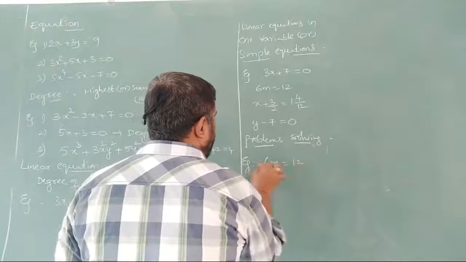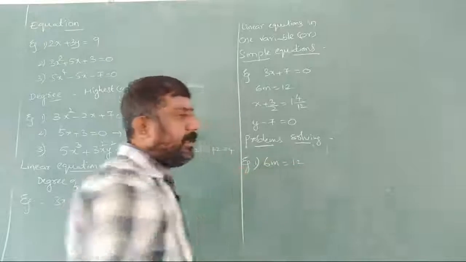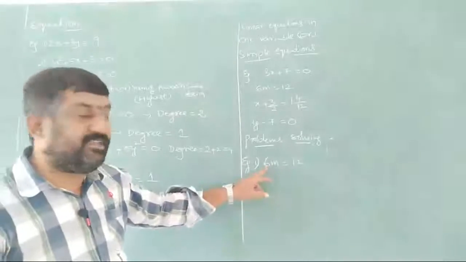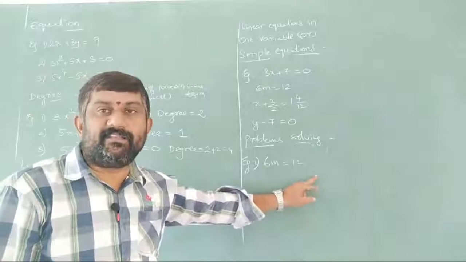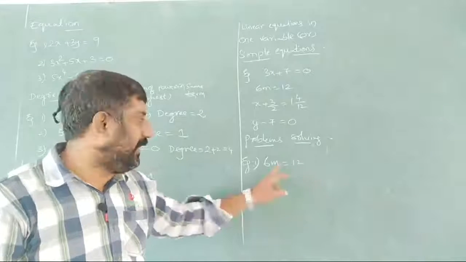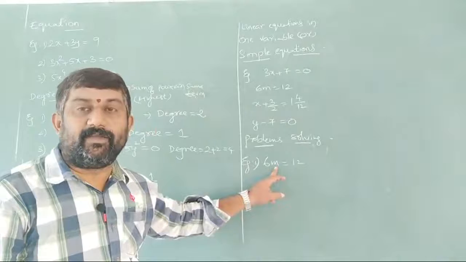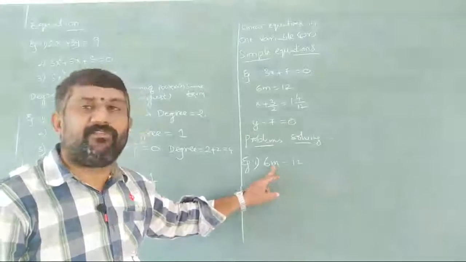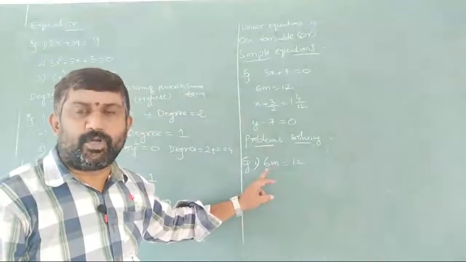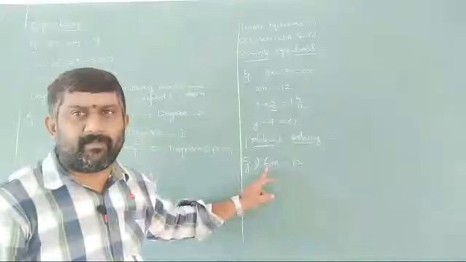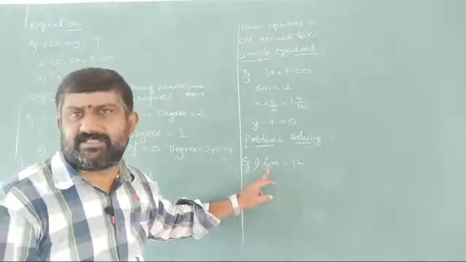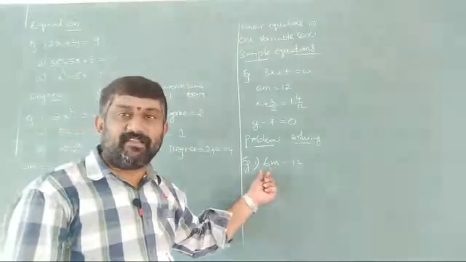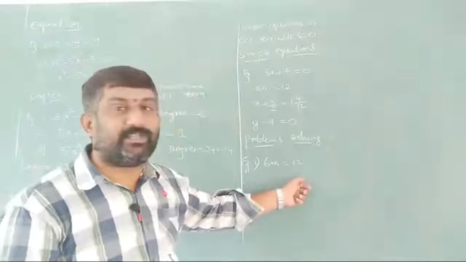6m equals 12, I am taking now. Now I am transposing this 6 to the other side. Why, sir? Because I want to get the value of m. To find the value of m, I should keep m completely free. It should not have any connection with the other number in the form of addition, subtraction, multiplication or division. That's why I want to keep m free. So we are transposing this 6 to the other side.